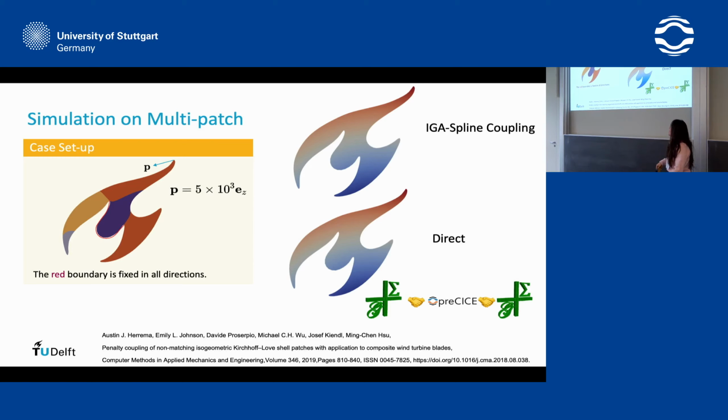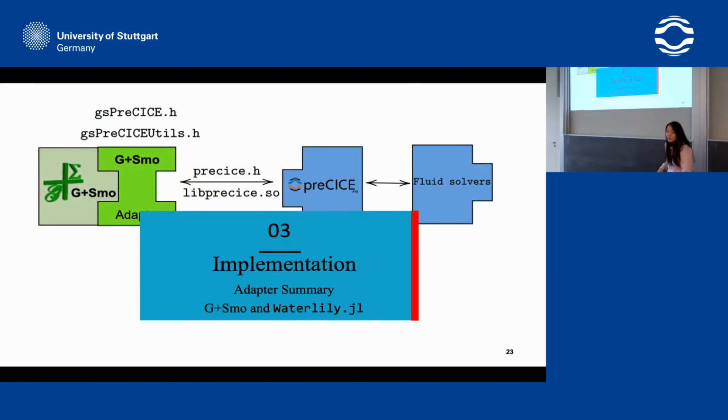For multi-patch cases, we did a small simulation as well. So for this direct coupling and IGA spline coupling, we yield the same result as well. Yeah. So now I'm finished with this methodology part, then how did we implement our preCICE adapter?